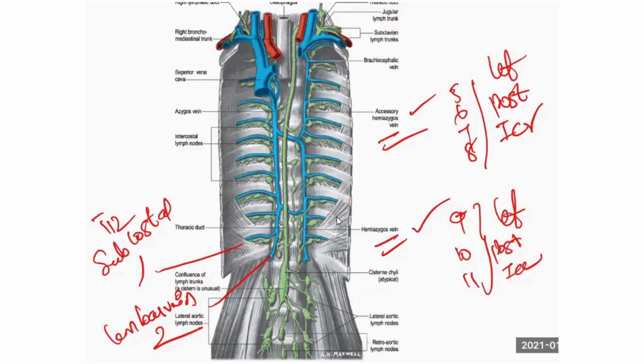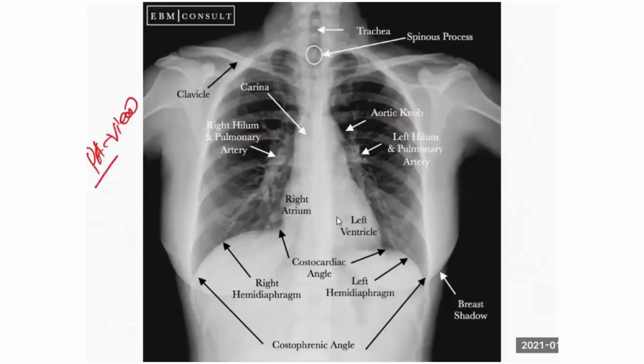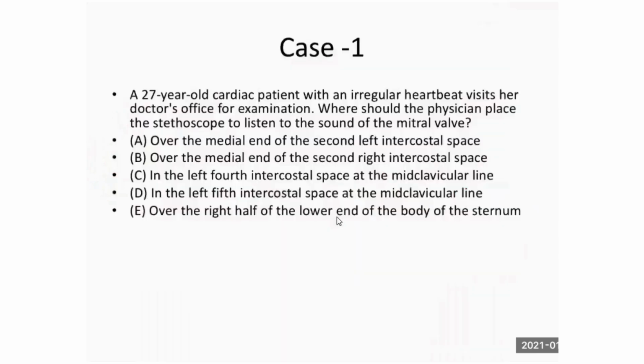Normally, chest X-ray is PA view. It is not AP. Always chest X-ray is PA view. This is a radio-opaque shadow. This is translucent. Air can pass through, it is translucent. If the air doesn't pass through, it is radio-opaque. Read this.